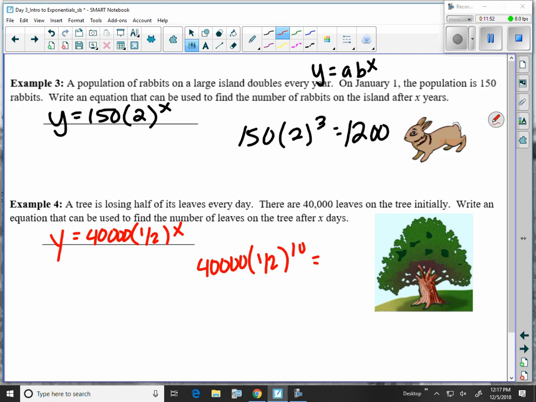Okay. 39 days. Guys, I got you. It's 39.067. Okay, so that means that there's about 39 leaves left on that tree. Because think about it this way, okay? Day 1, 40,000. Day 2, how many is it going to have? 20,000. It's losing half. Day 3, 10,000. 5,000. 2,500. Okay, so do you see why it's so small after 10 days? Because it halves each day. Okay?